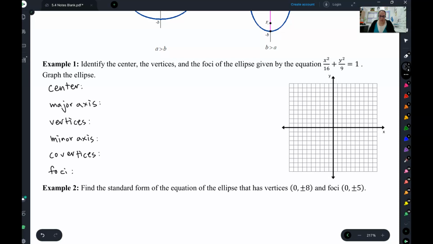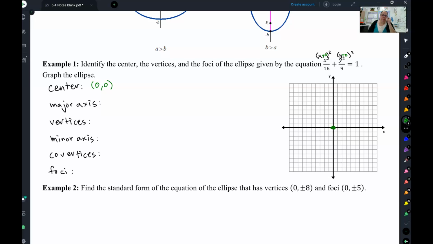So just like we did with the parabola, I could rewrite this x and y to be x plus 0 squared and y plus 0 squared, which helps me see the center pretty quickly at the origin, 0, 0, which makes things way easier for us.